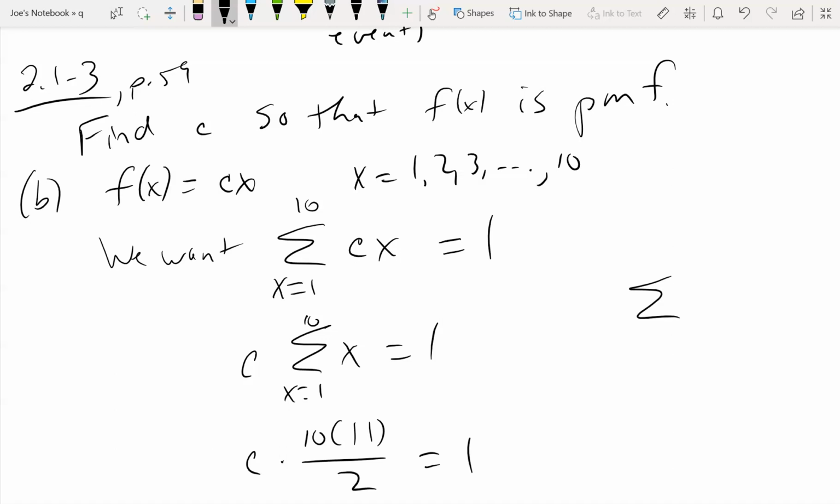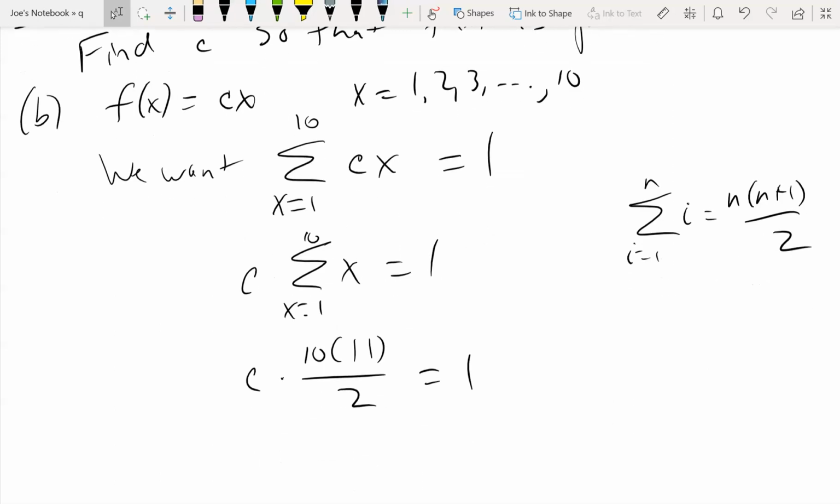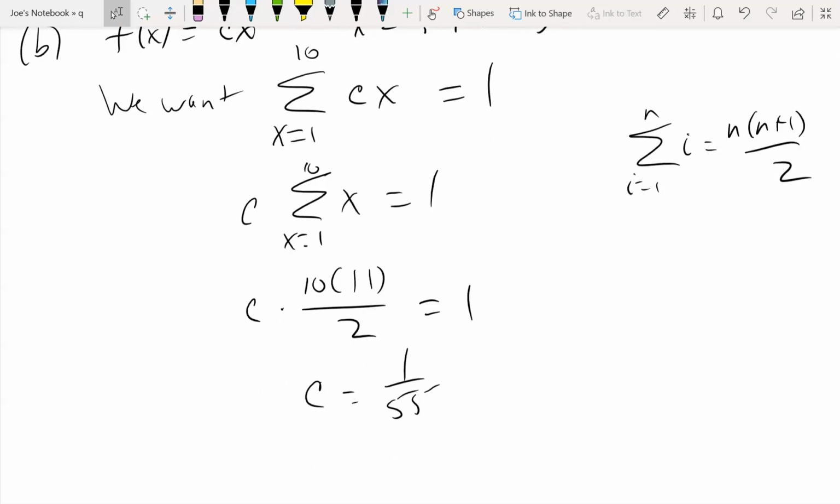So the formula is, if you have the sum from i equals 1 to N of i, it's N times N plus 1 over 2. I knew that at some point. Yeah, we did it in discrete. So your c will be, this is 55, so it'd be 1 over 55. And the denominator here is a 2. Does that make sense?